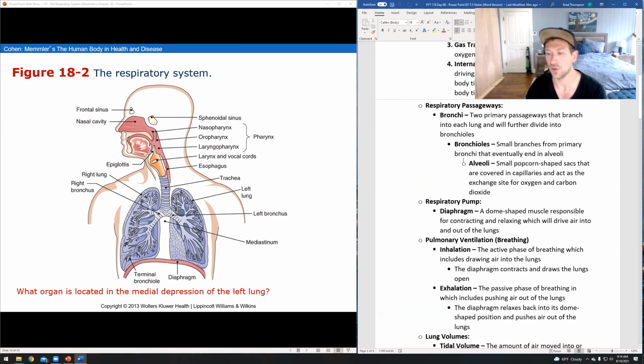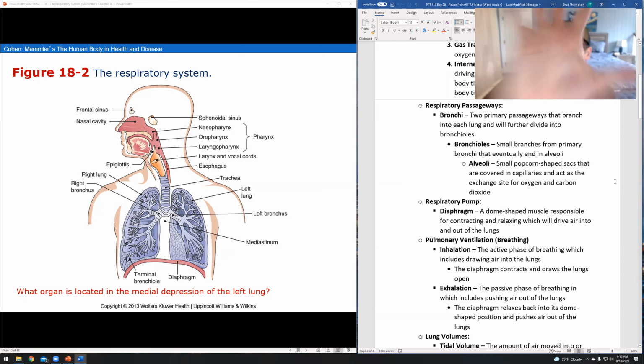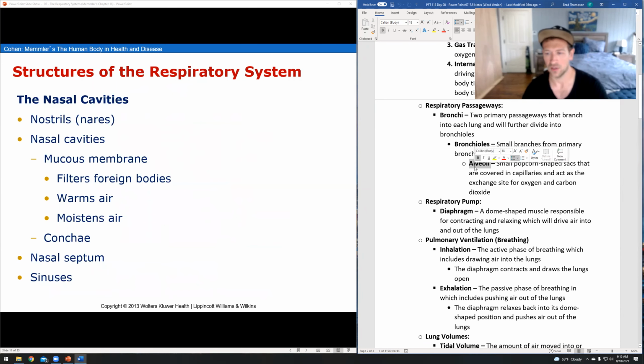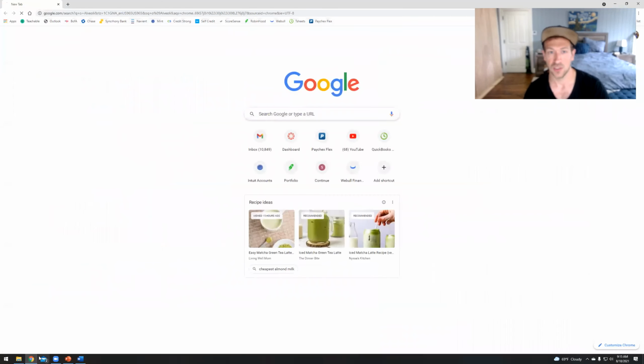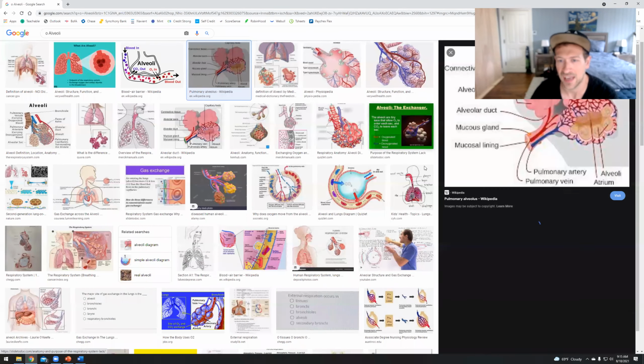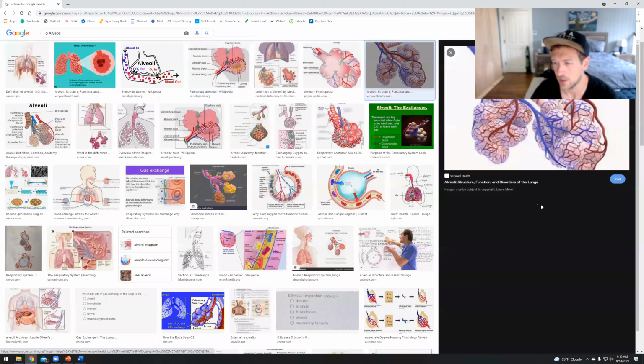Your bronchioles are small branches that break off from your primary bronchi. And those bronchioles end in these little popcorn-shaped sacs that we call alveoli, okay? And I'll look up a picture of this so you guys can see a good picture. These are interesting looking little sacs that are at the end of all of your bronchioles, right?